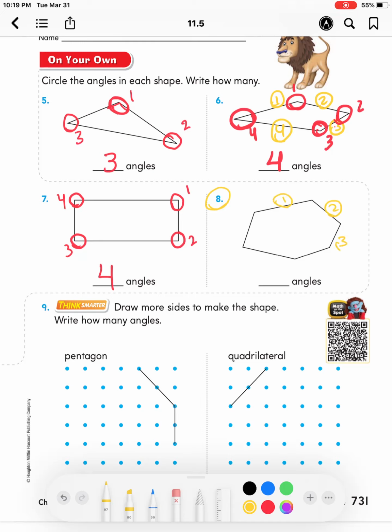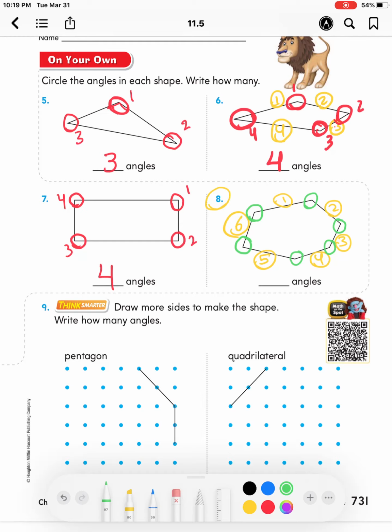1, 2, 3, 4, 5, and 6, which means this shape is a, I can't hear you, raise your voice, hexagon. Amazing. This is a hexagon, okay? Now, between side number 1 and side number 2, there is an angle. Between side number 2 and side number 3, there is another angle. And here between 3 and 4, another angle. 4 and 5, they create this angle. 5 and 6, they create this angle. And 6 and 1, they create this angle.